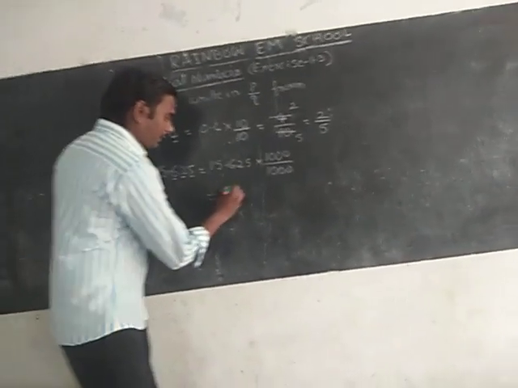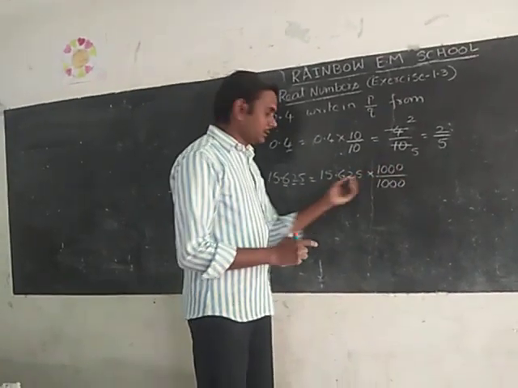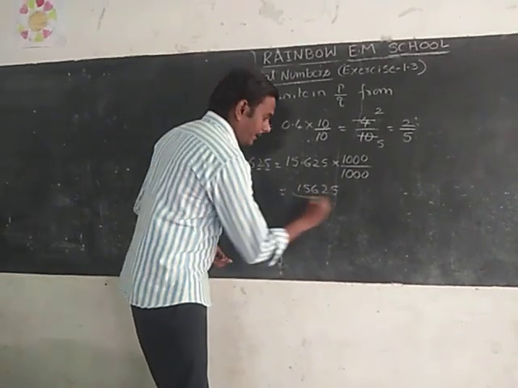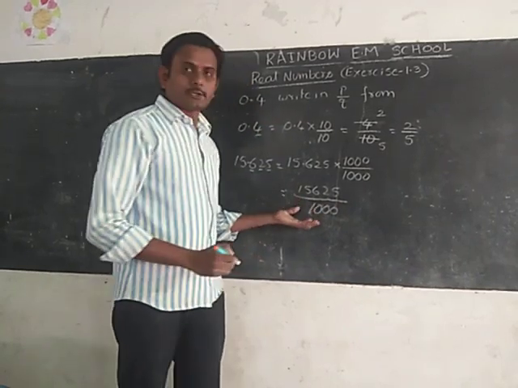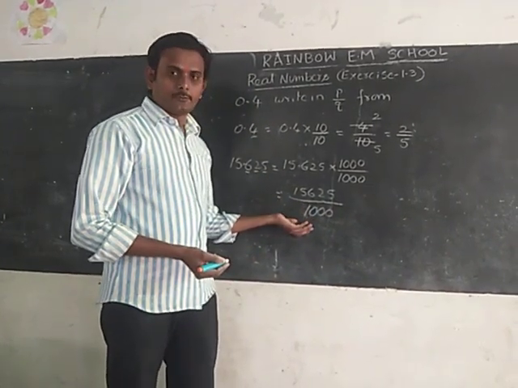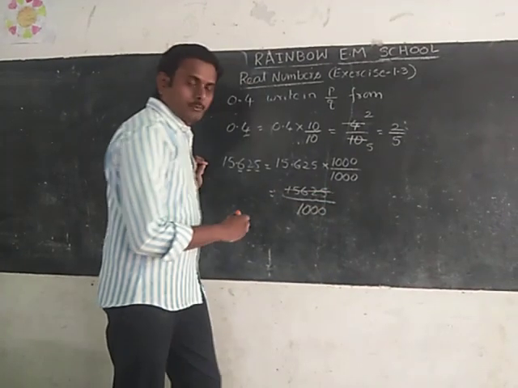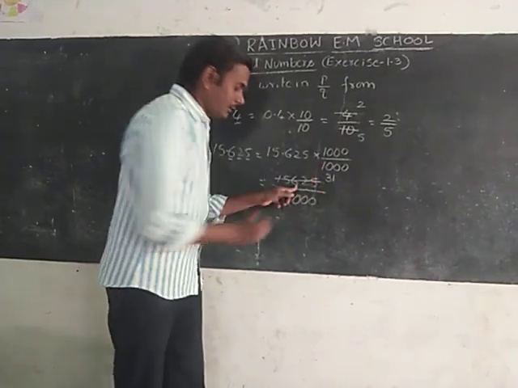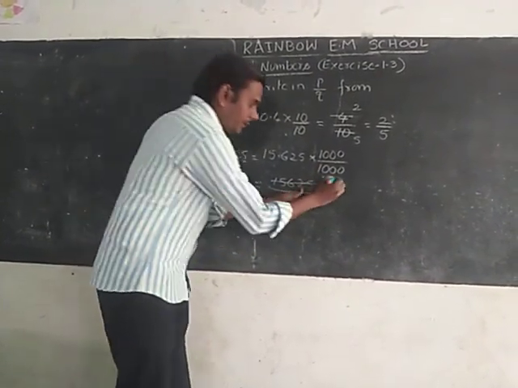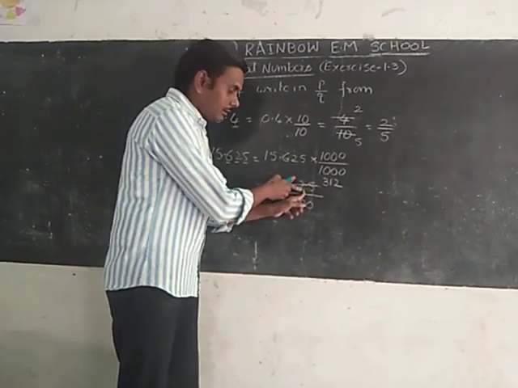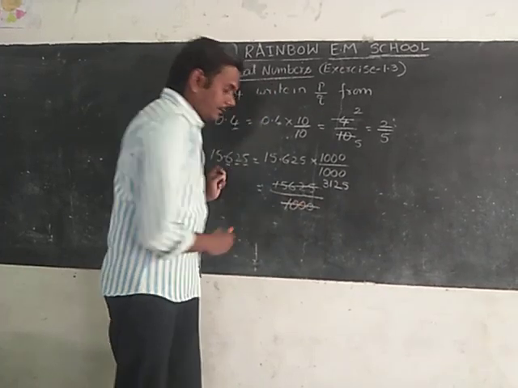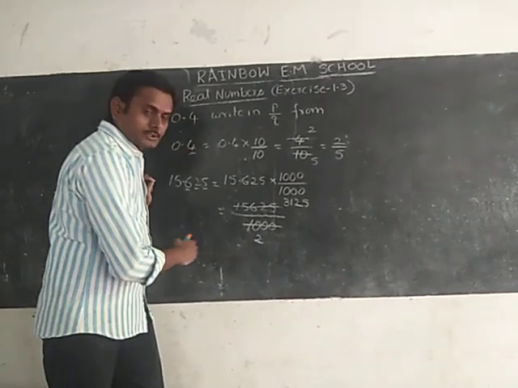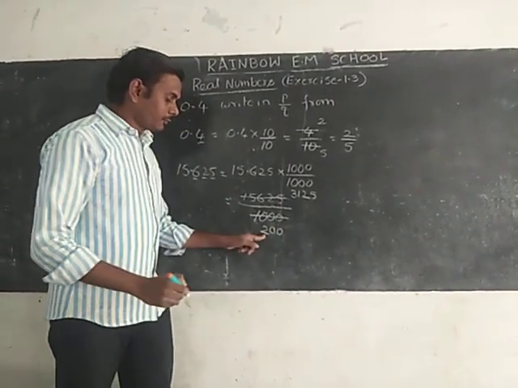Now 15.625 into 1000 means the point will be removed, and in total we get 15,625 by 1000. Shall we say this is the standard form? No, it will divide by 5. With 5 we have to divide: 5 3s are 15, 6 remainder, 5 1s are 5, 1 remainder, 12, 5 2s are 10, 2 remainder, 5 5s are 25. Here again divide. For 1000, 5 200s are 1000.